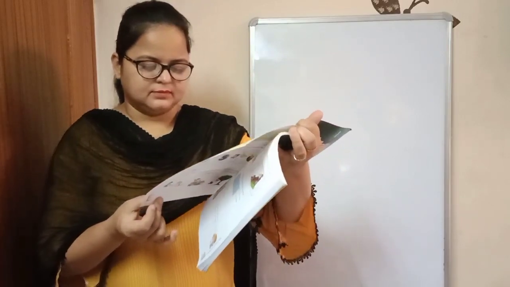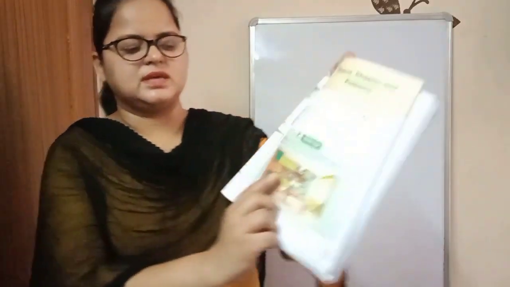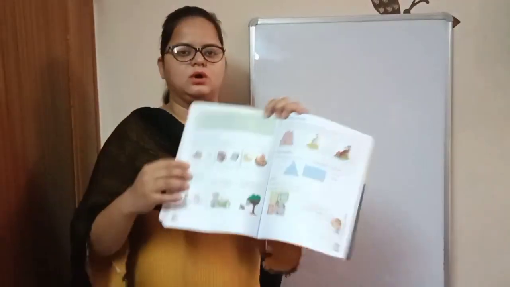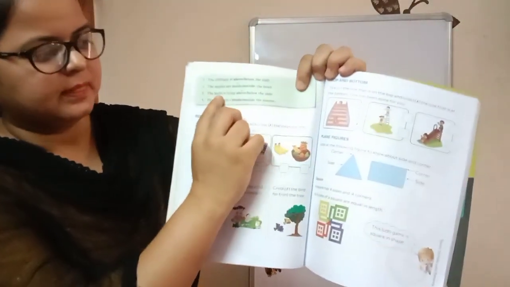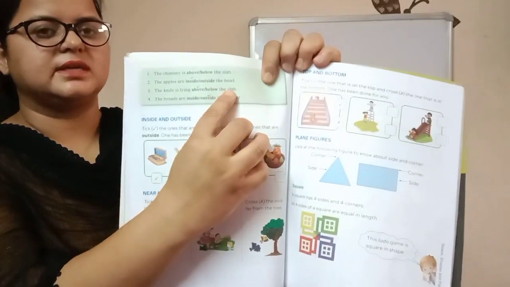The third one is the knife is lying above or below the slab. Where is the knife? Above or below the slab. It is above the slab. So you have to tick on above. The knife is lying above the slab.